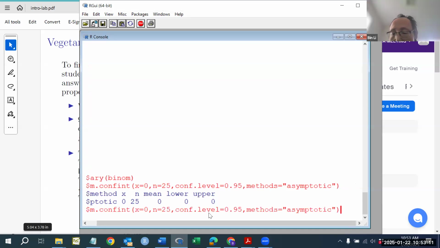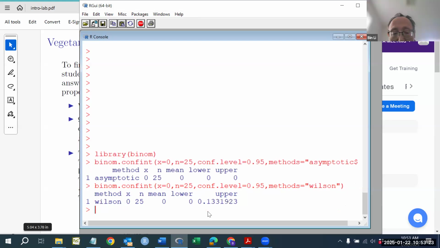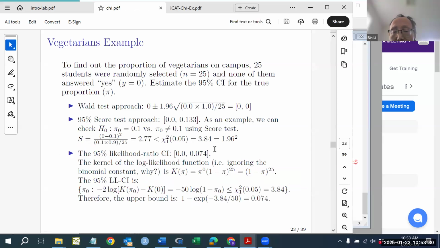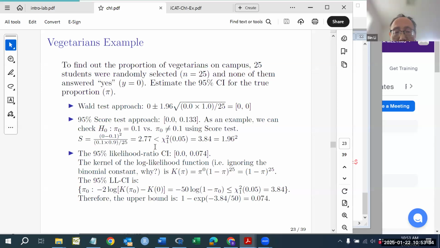If you want to do it as a different test, let's say a score test, that's also called Wilson. It's the same, but the method changes to Wilson. So the lower is 0, upper is 0.133. And you can see that's exactly what we have here, 0.133. So you can easily get that.